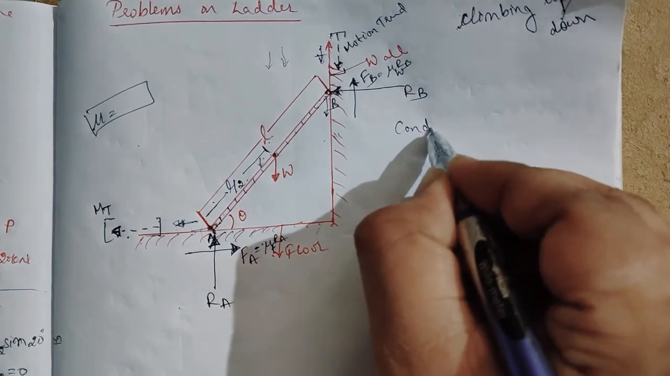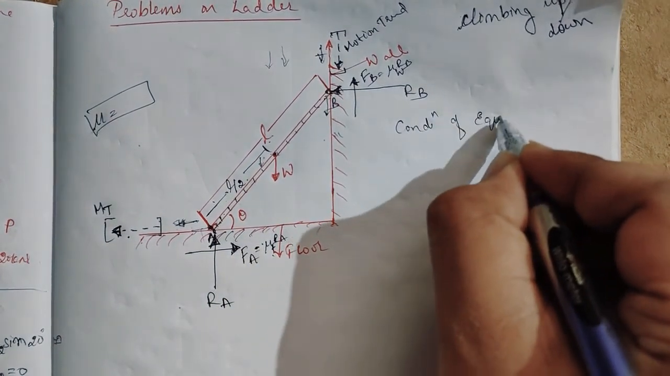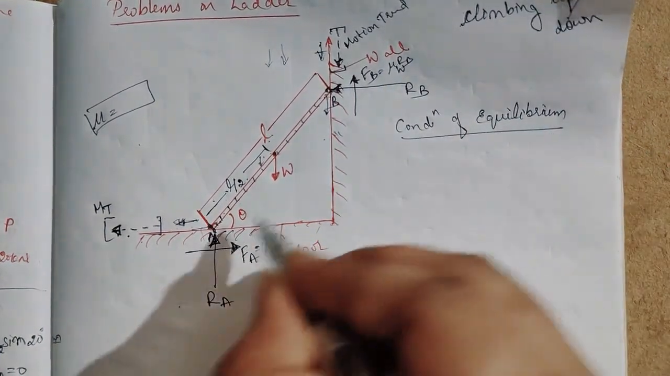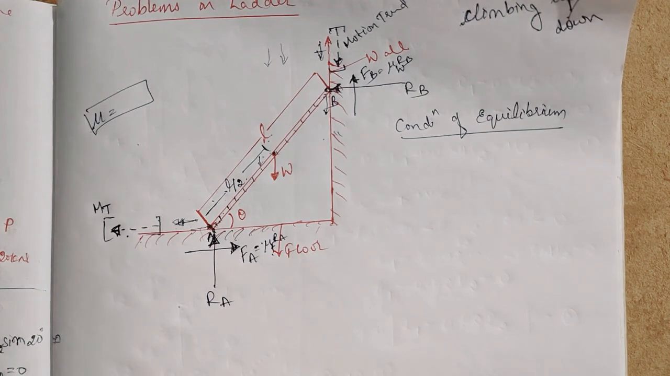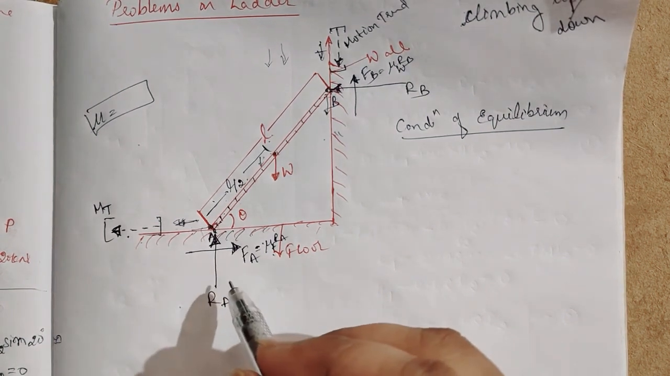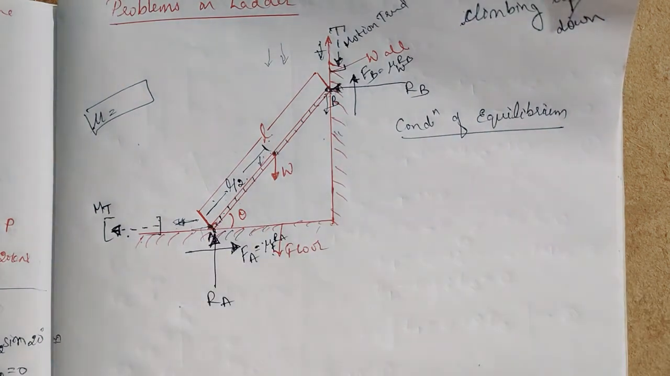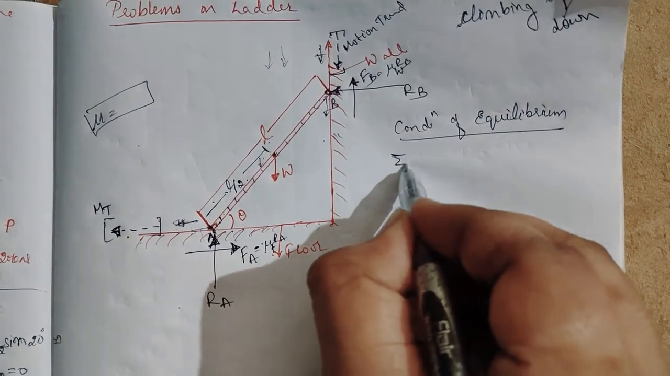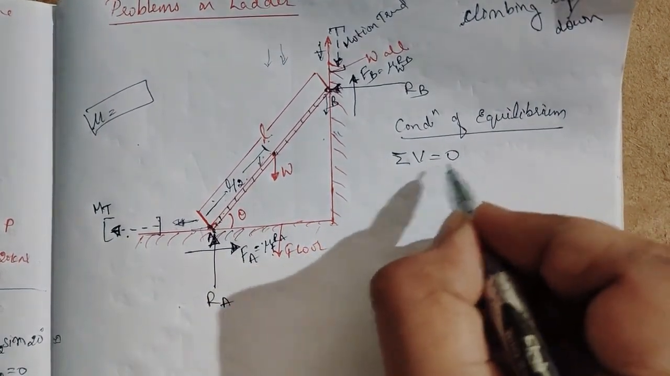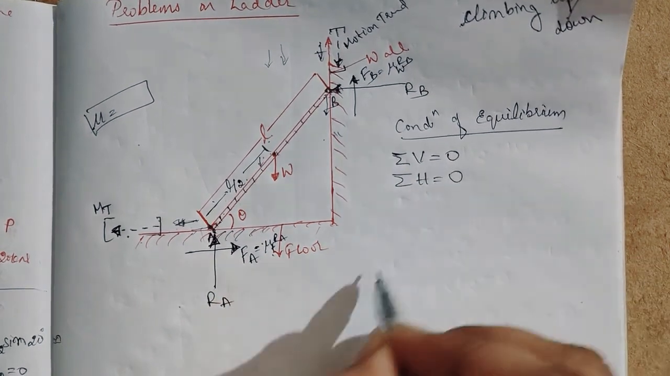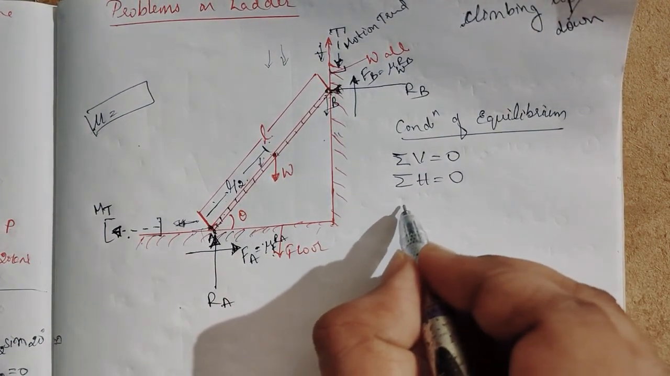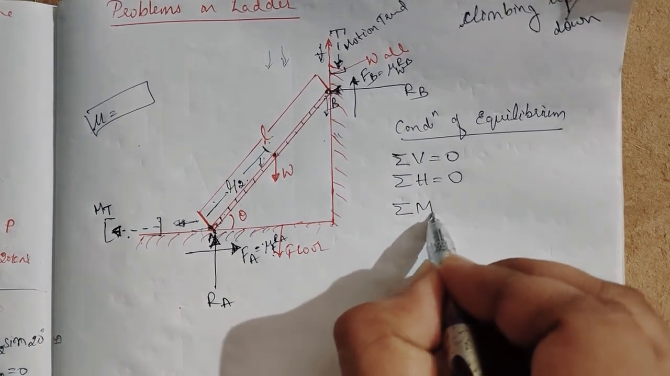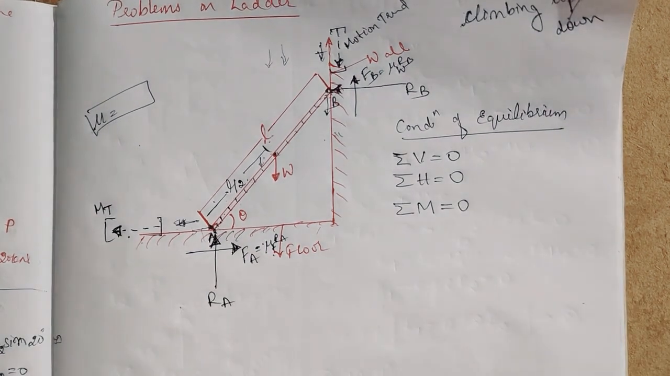We should apply the conditions of equilibrium after making the diagram like this. After indicating or generating the reactions, where and at which points they will be generated, we have to apply the conditions of equilibrium. Which conditions? Summation of vertical force is equal to 0, summation of horizontal force is equal to 0, and here a third condition will come into play, that is summation of moment equal to 0.